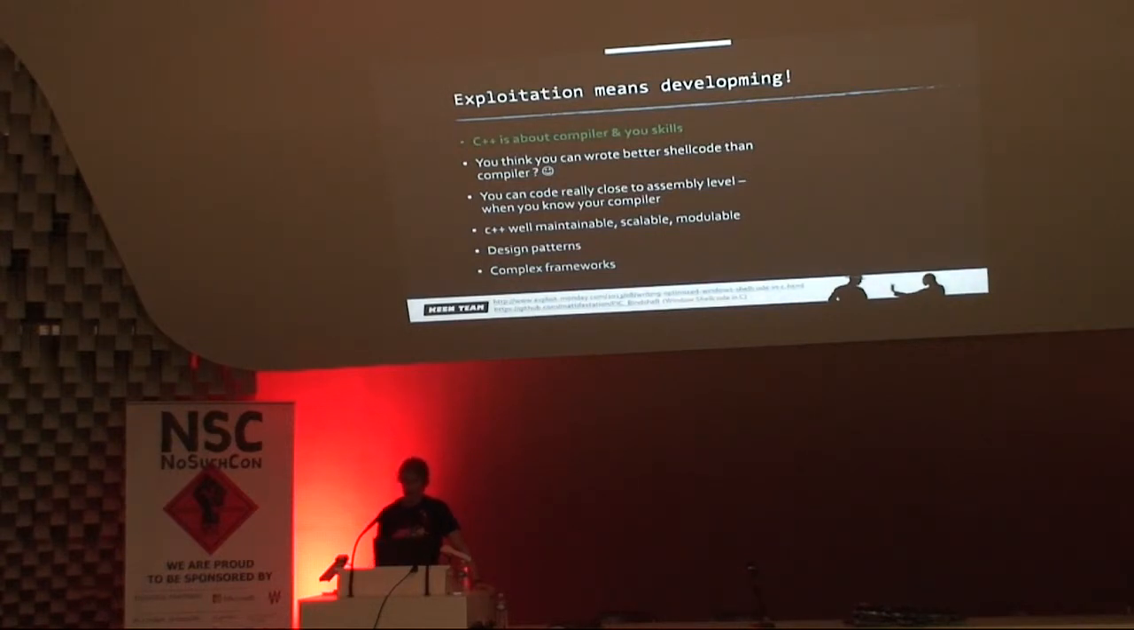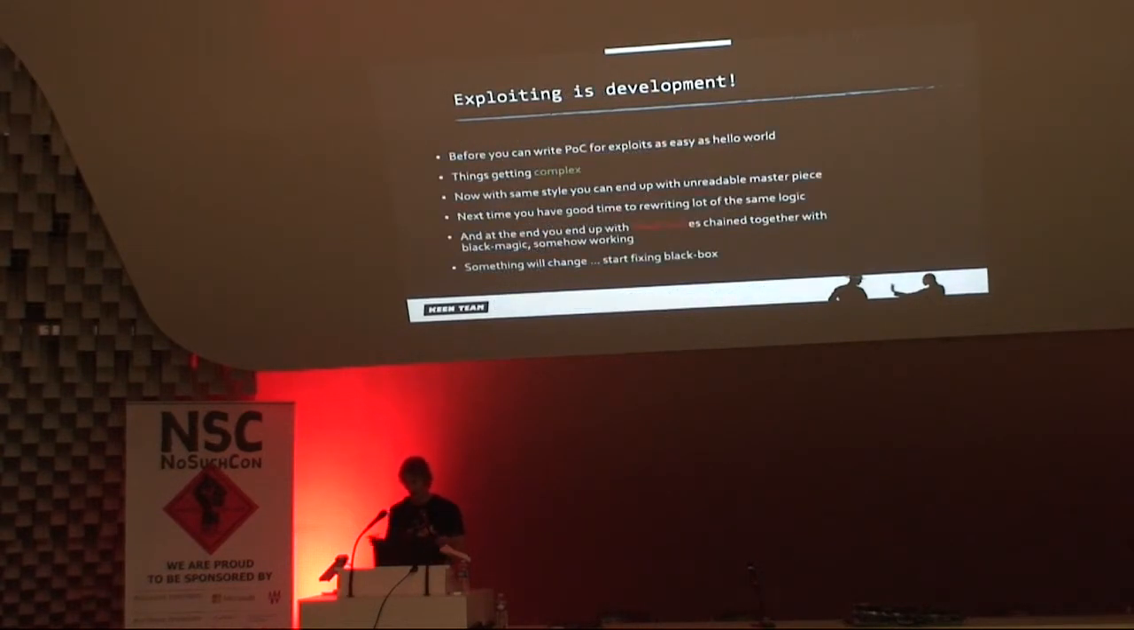So basically, when you write your C++ code, you can write really close to assembler. You can see, okay, I write this, and I see it directly in assembler. It depends just on your skill and how well you know your compiler. Another feature of C++ is that it's really scalable and maintainable. You can develop a lot of modules and put them together, and it's really flexible. On one side you can use design patterns, which is very nice, and you can build complex frameworks. But anyway, you can stick with C and do it like decades ago, and a lot of proof of concept exploits are now written in C.